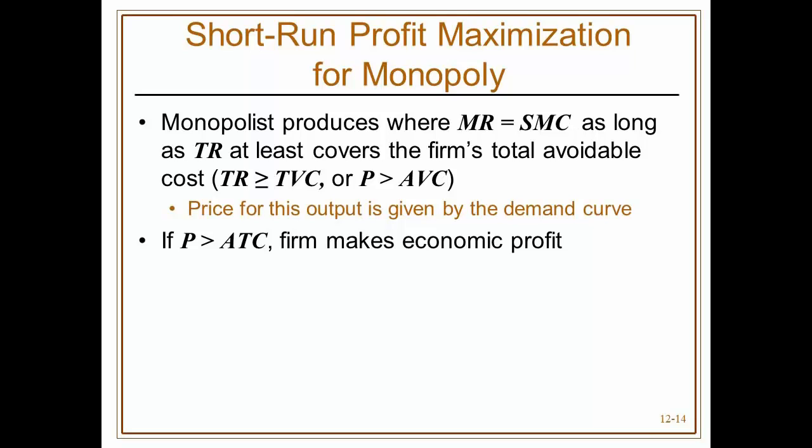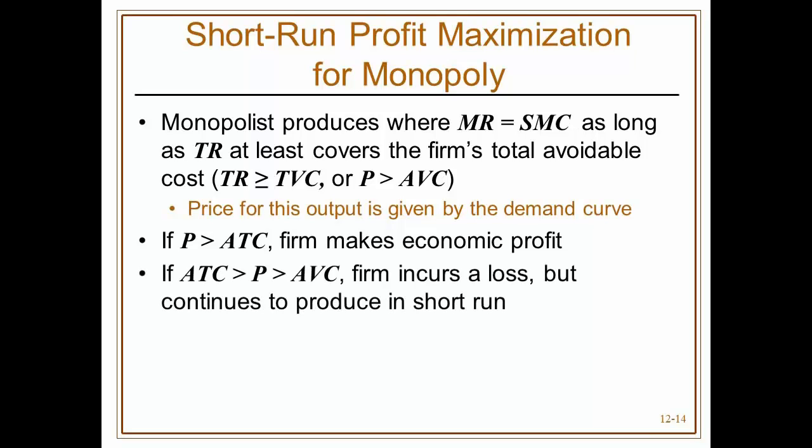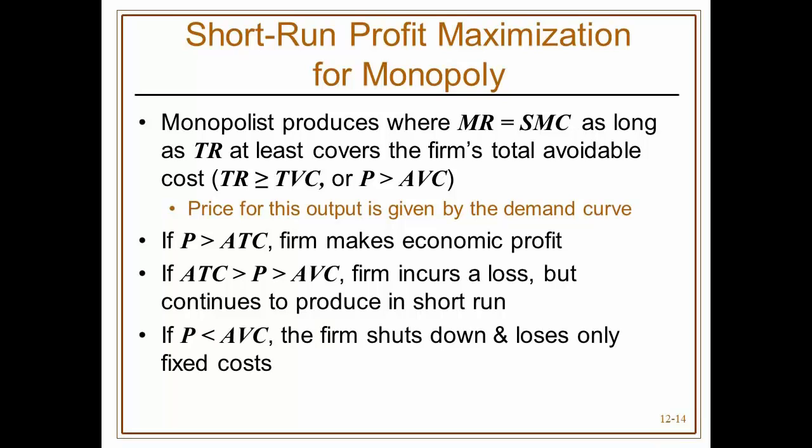So if the price is greater than average total cost, well, the firm makes a profit. If the price is below average total but above the variable, then, well, the firm makes a loss, but they can still pay their employees, so it's a loss, but you stay open, in the short run at least. If you can't even pay your workers, you shut down. So all of that foundation that we built in the previous competitive chapter, that follows through here as well.